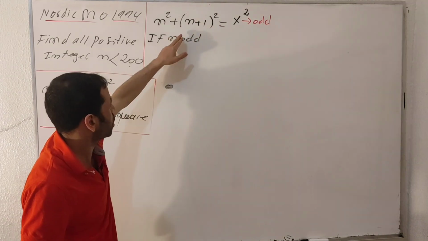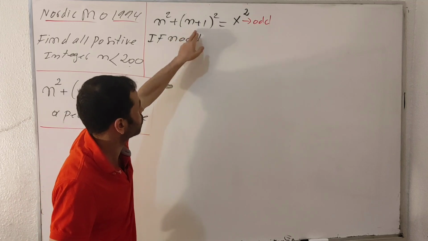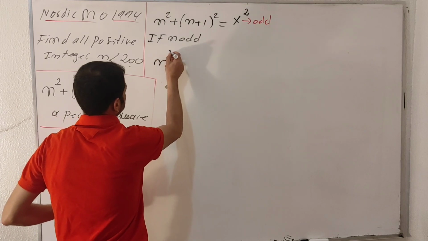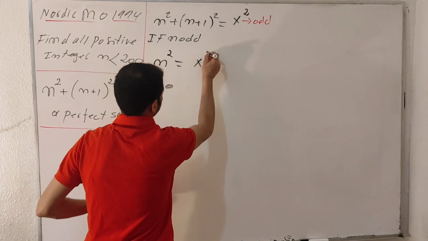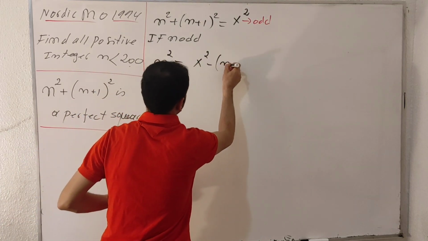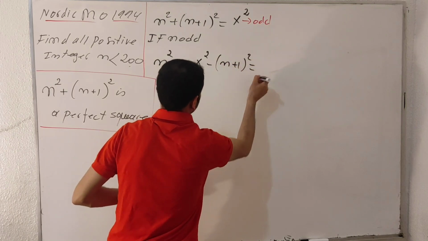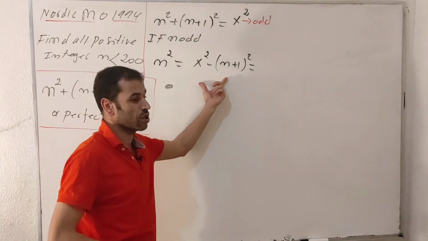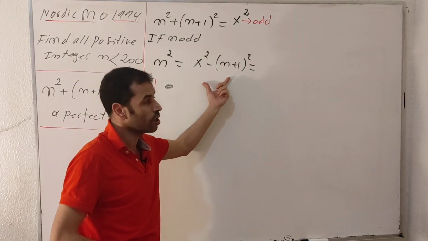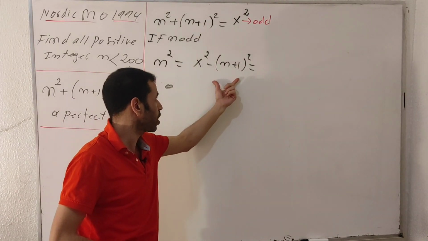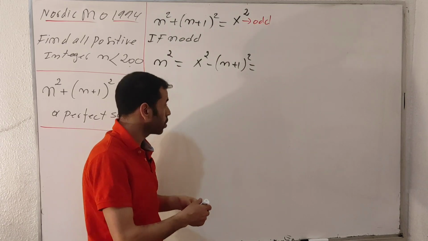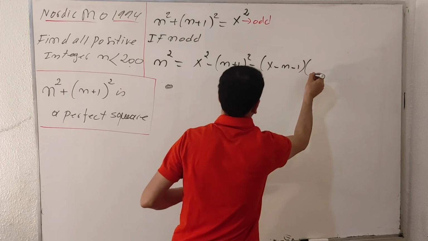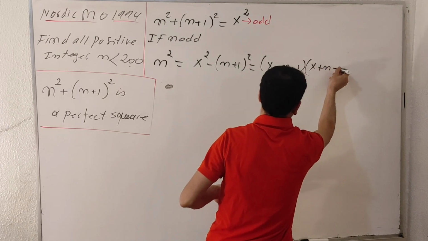Next, I'm going to move this term to the right hand side of the equation. We'll have n squared equals x squared minus (n plus 1) squared. This expression is written in the form of a difference of squares. Now I'm simply going to factor it as a product: (x minus n minus 1) times (x plus n plus 1).